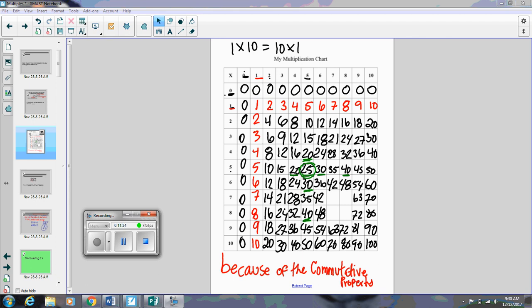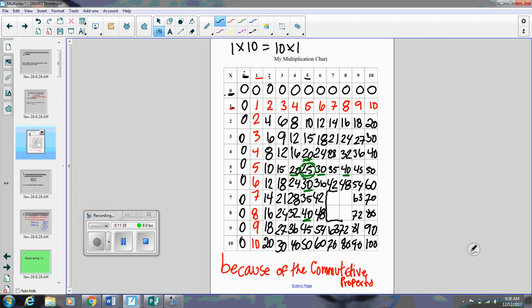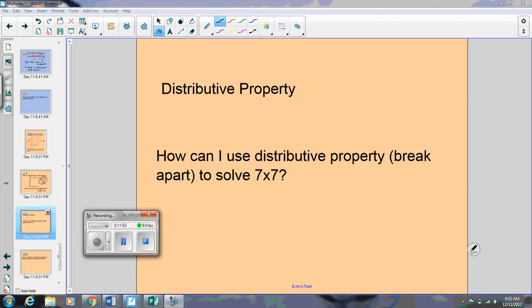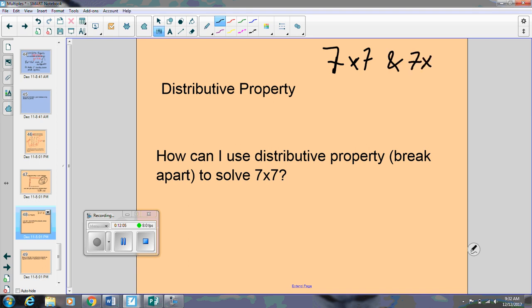Grace, what have I not done? I have not done 7 times 7 and 7 times 8. Those are the only two equations I haven't done yet. I've done every other equation. So we know the only two equations that I have not solved are 7 times 7 and 7 times 8.